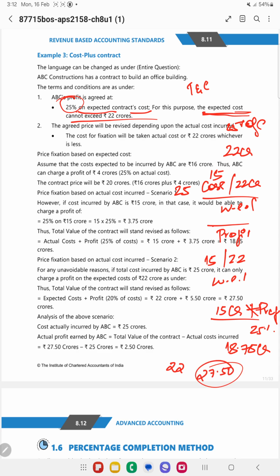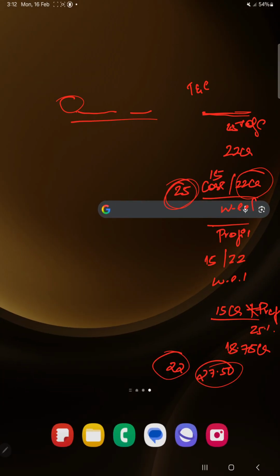27.50 crores. So this is the cost plus profit, right? So now I can only charge up to 22 crores. Even if the expected cost is 25 crores, I have to charge the profit on 22 crores.